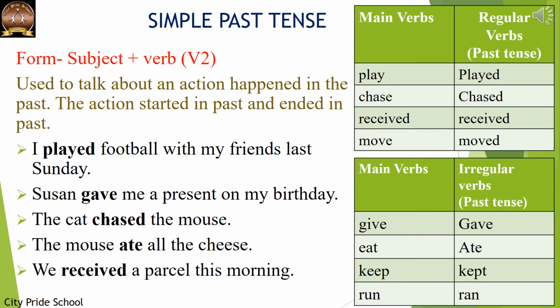These kind of verbs are special ones. So give becomes gave. So gave is the past tense of the verb give. These types of verbs are called irregular verbs. So give changes to gave, eat changes to ate, keep, kept, run, ran. So all these kinds of verbs where you do not add d or ed but they change in a different manner, in a special manner, they are called irregular verbs.